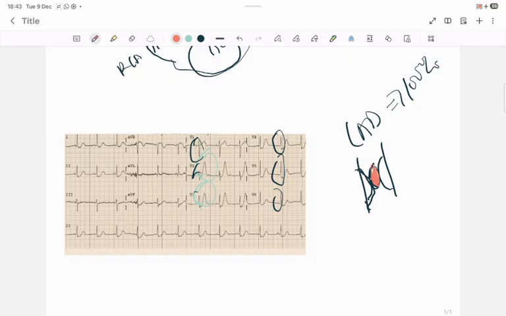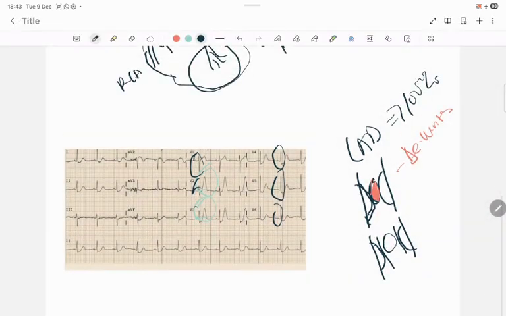And many people often confuse the De Winters with Wellens, but they're kind of opposites, because Wellens is not a STEMI equivalent. It's the left anterior descending artery critically narrow. So in Wellens, this is the De Winters. But in Wellens, what you have is the plaques are formed. There is a clot, but there is still some blood supply. It's just maybe 80 to 90% blocked, but blood is still reaching the heart.